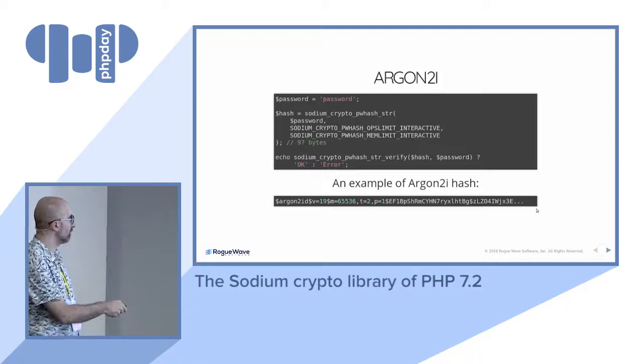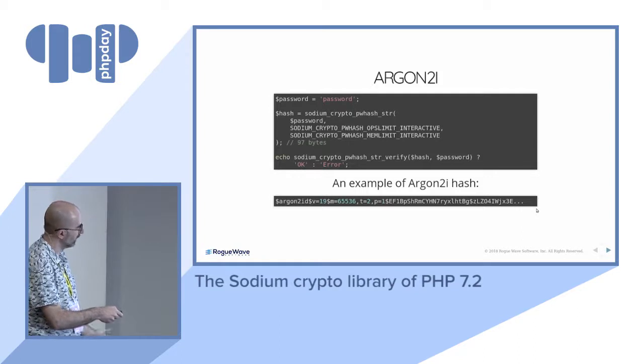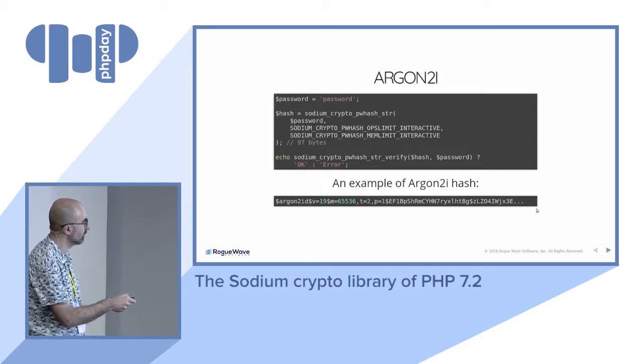This is just an example of the output of the hash. As you can see, there is some header information, like argon2ed with some parameters, which are basically the default parameters that we used to generate the hash. And actually this is the real hash.